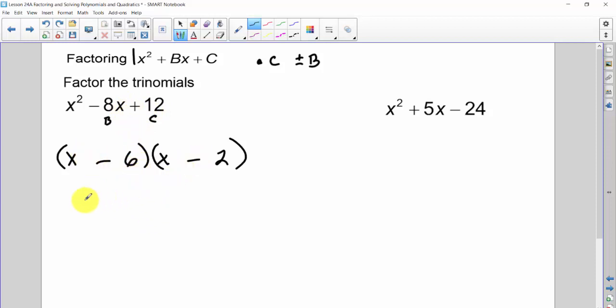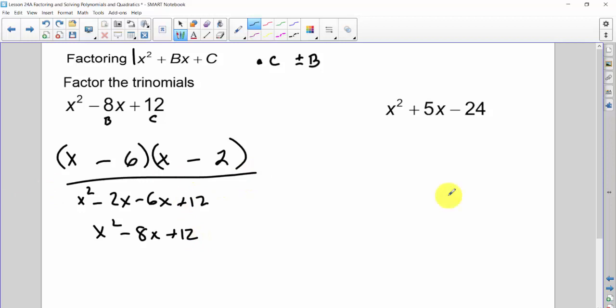If I FOIL that out, that's x squared minus 2x minus 6x plus 12, or x squared minus 8x plus 12, and this is my factoring. You can always FOIL them out and check to see if you're right.